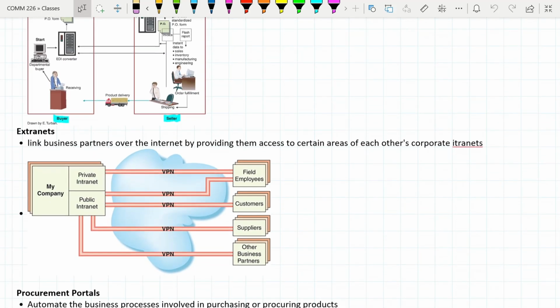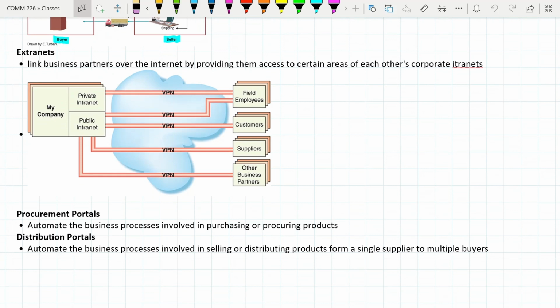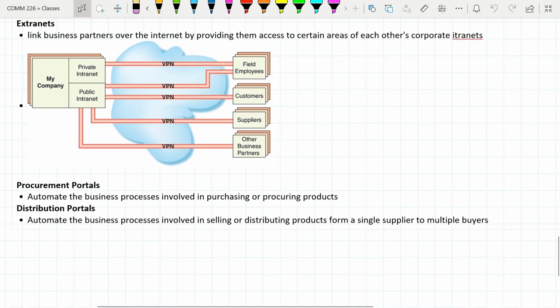So extranets link business partners over the internet by providing them access to certain areas of each other's corporate intranets. Here you can see my company, your private intranet, my public intranet, and it's connected to the field employees and different parts, customers, suppliers, other business partners. The procurement portals automate the business processes involved in purchasing or procuring products. Distribution portals automate the business processes involved in selling or distributing products from a single supplier to multiple buyers.